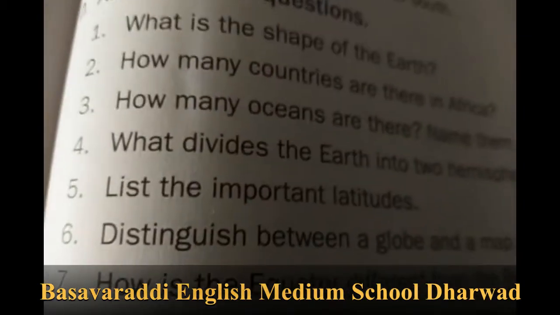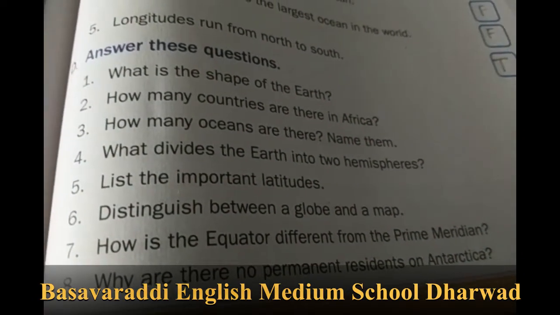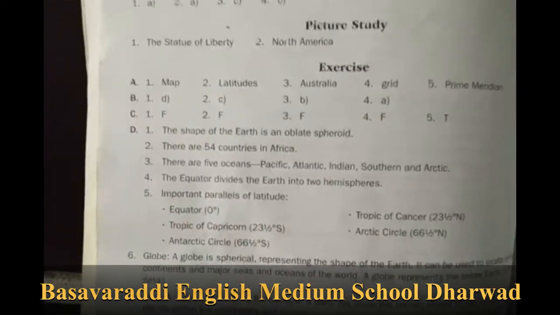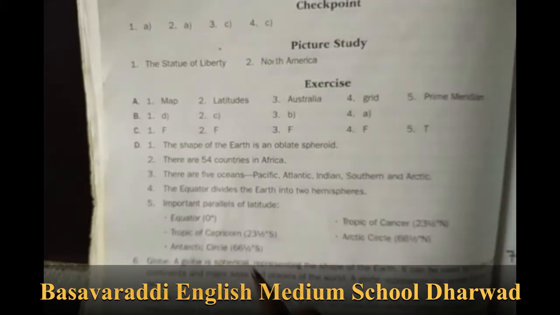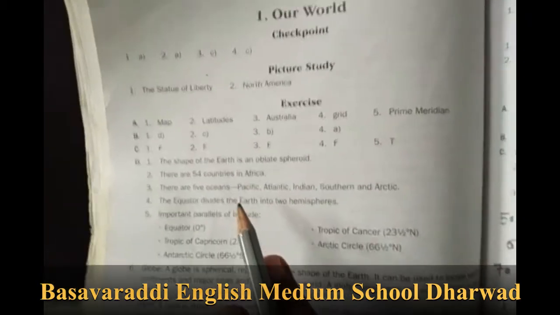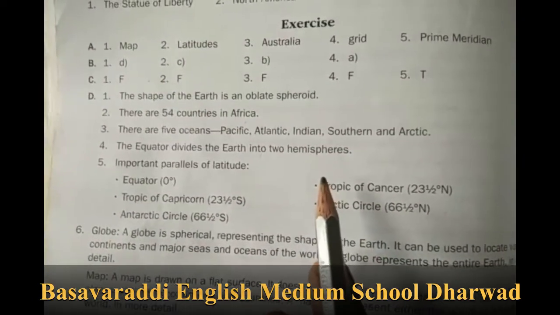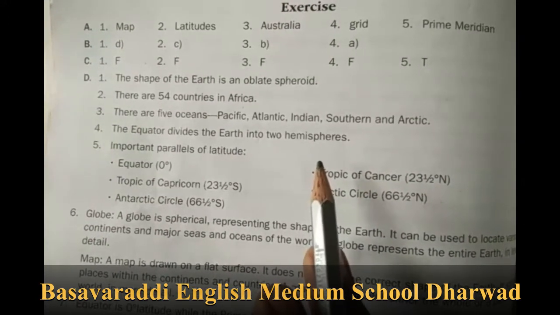Fourth question, what divides the earth into 2 hemispheres? Question number 4, what divides the earth into 2 hemispheres? Equator. The equator divides the earth into 2 hemispheres.